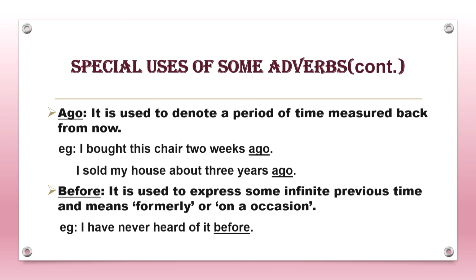For example, I bought this chair 2 weeks ago. Another example, I sold my house about 3 years ago. Next, before. It is used to express some indefinite previous time and means formerly or on a previous occasion. For example, I have never heard of it before.